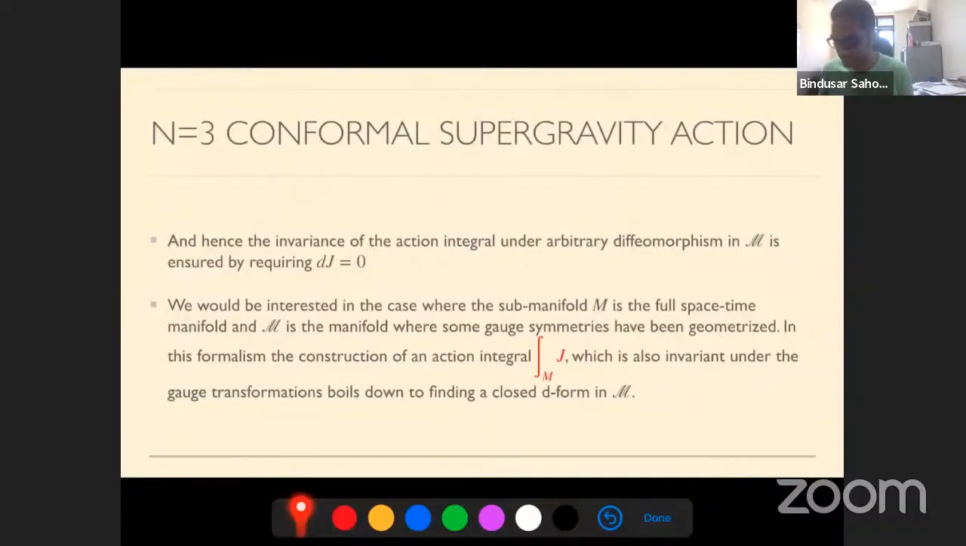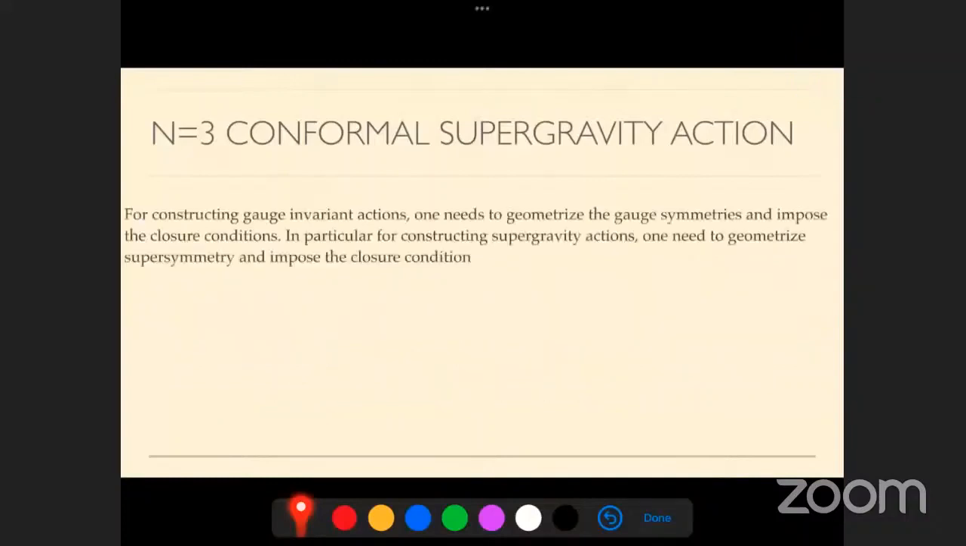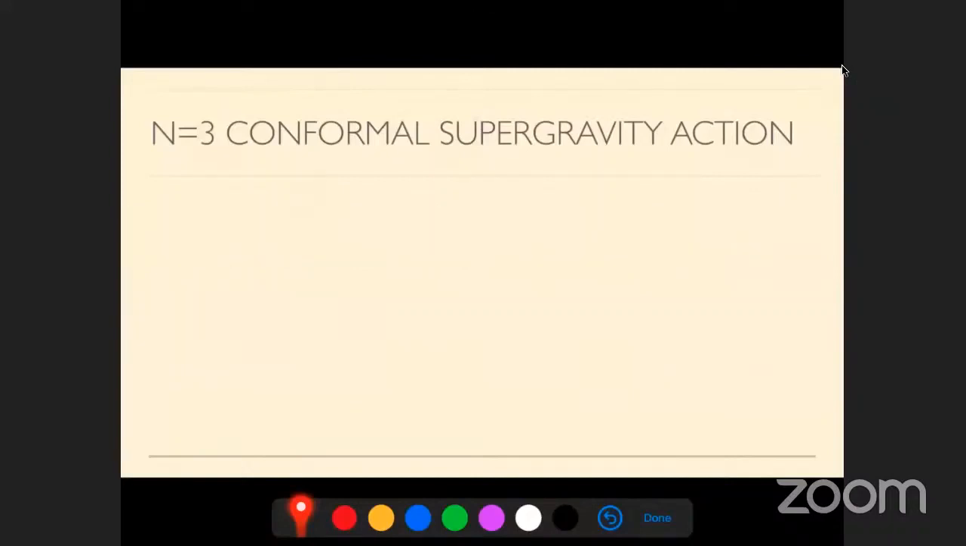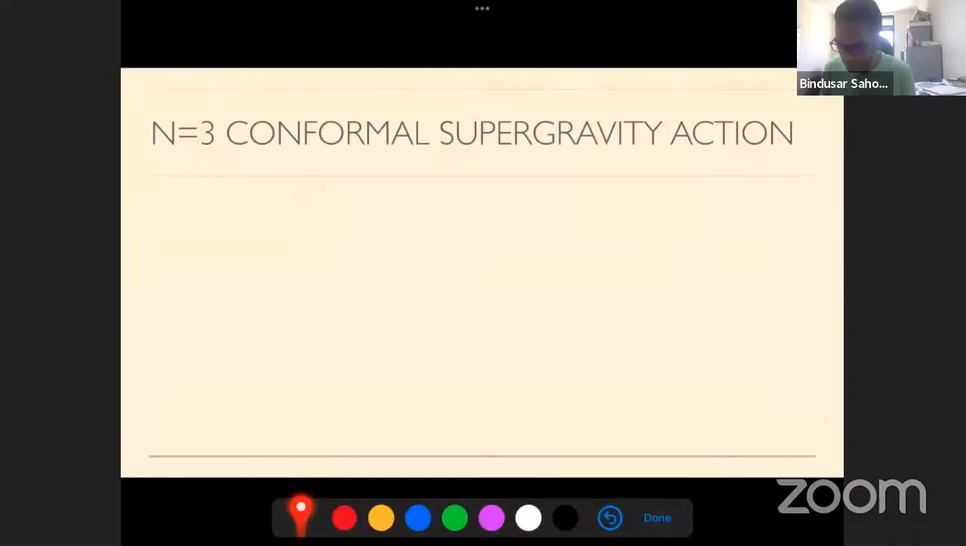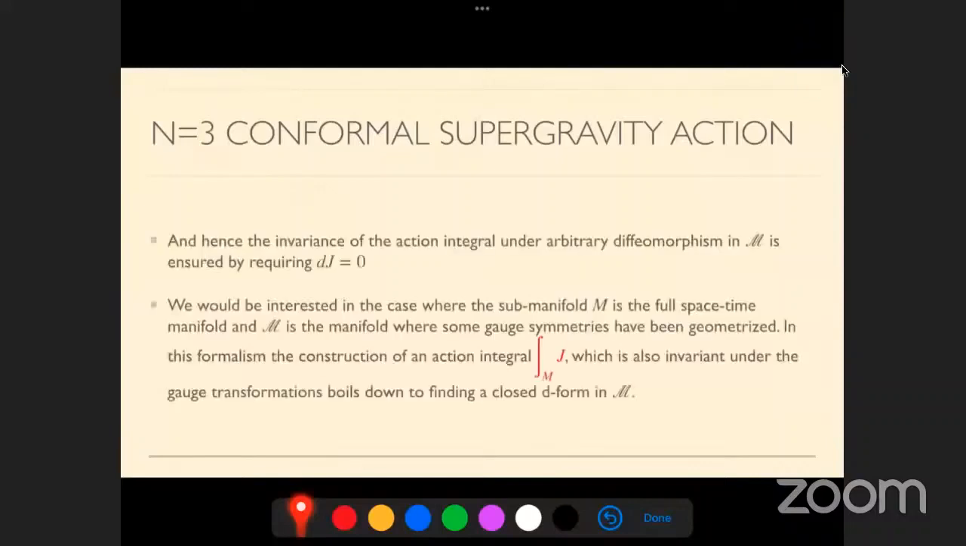One question, sorry to interrupt. This formalism of this action principle seems quite general. So the chiral density formula for N equal to 2, that cannot be derived from this? Yes.